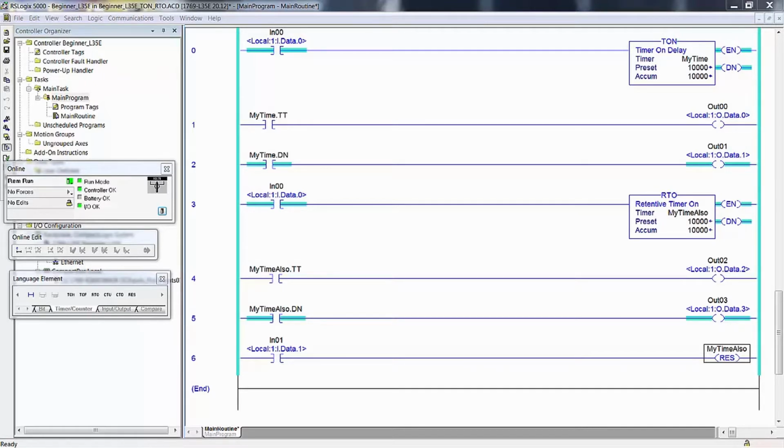What two members of the timer data type have their values retained when the RTO run condition goes false? What two members? The accumulate value and the done bit. Okay, that's it for timers for now. We'll go back to timers later on when we start doing a challenge.